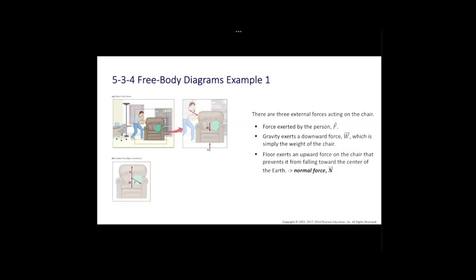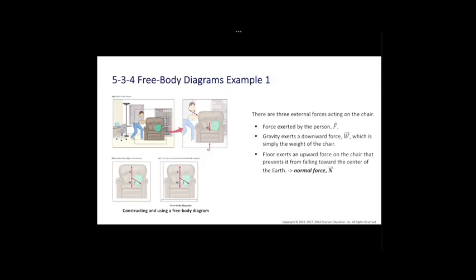Now isolate the object and treat it as a point particle. If we isolate the object and treat it as a point particle, then we can draw all three forces starting from that point. And then choose a convenient coordinate system. The person is pushing in this direction, so it should move in this direction. So we choose x to be in this direction, and y should be perpendicular to x.